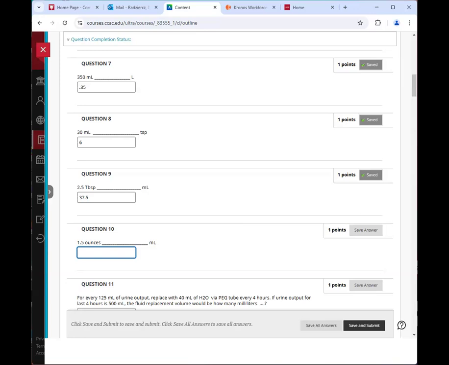Ounces to milliliters, I already mentioned that 1 ounce is 30 milliliters. So I'm just going to take 1.5 times 30, and I'm going to get 45.